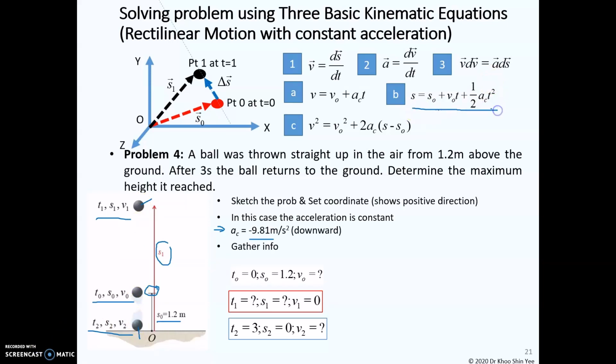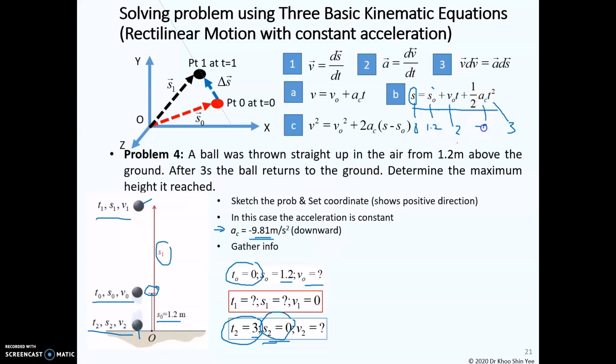From equation B, for ac we know it to be negative 9.81. For the x0, it starts from 1.2. V0 we don't know, so this one is unknown. And then t is the time taken. So let's say t is from 0 to 3. The time taken to point 2 will be equal to 3. So we can substitute 3 inside the t here. So S here is the displacement at point 2, which is equal to 0. Substitute 0. x0 is 1.2.